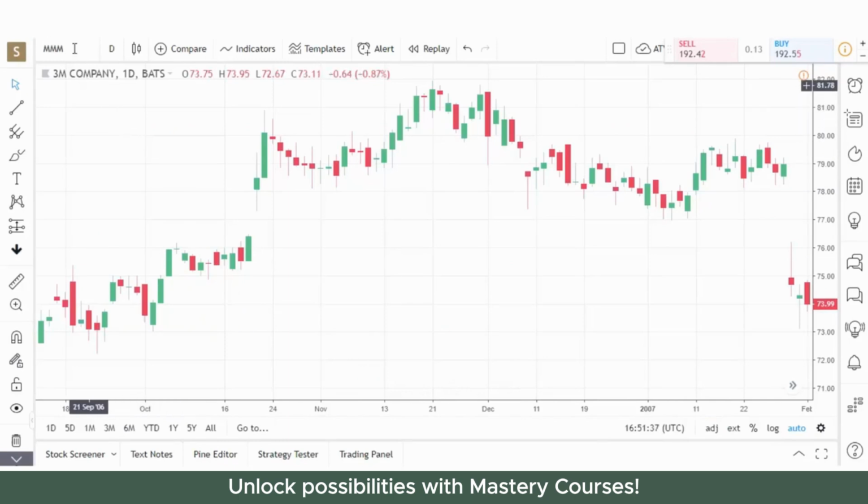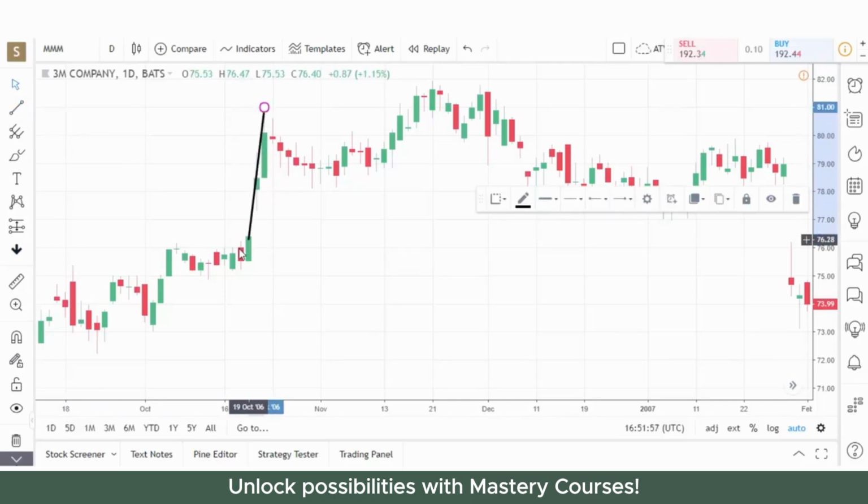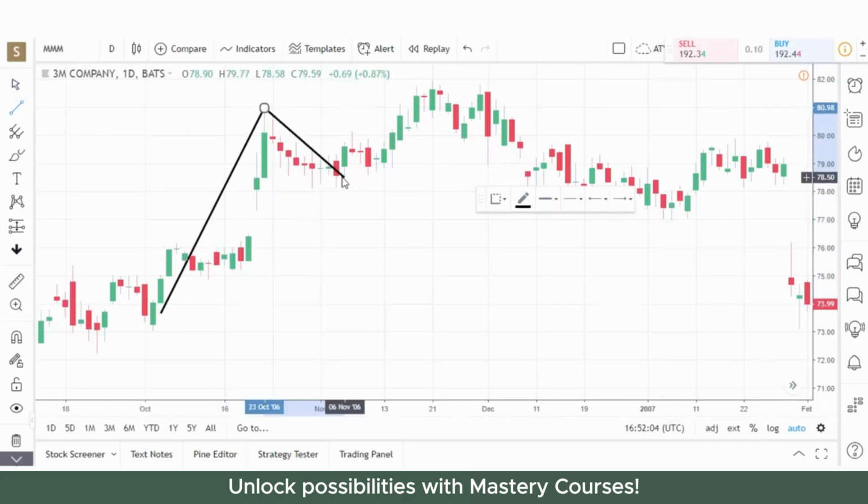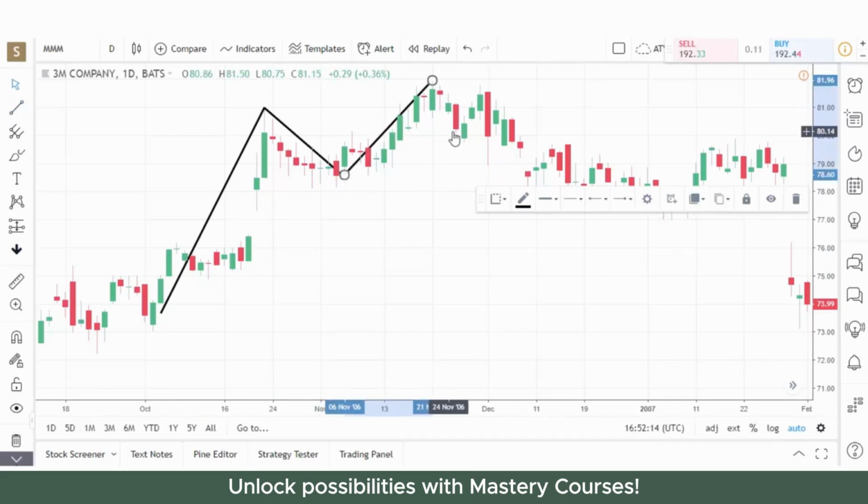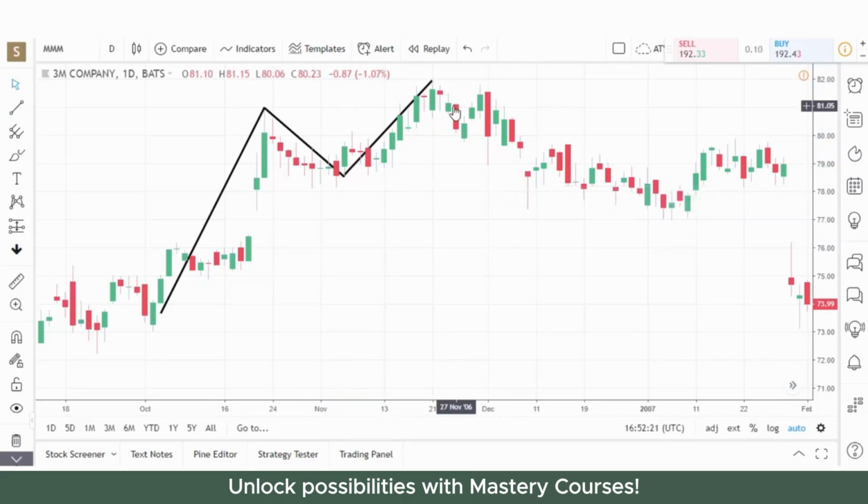Here we see the stock is trading on a daily basis, and we see the stock making a new high here, continuing its uptrend. The stock then pulls back, rises higher. So this first high is our shoulder, and then we have a head here.